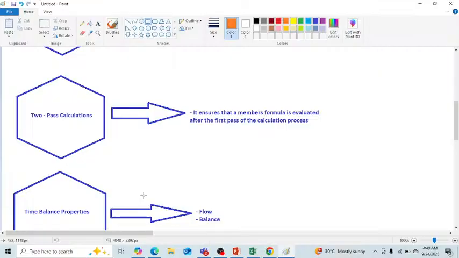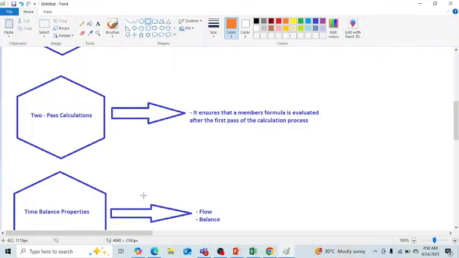So if gross margin is a dynamic calc member, it might not consolidate correctly up this hierarchy because it's calculated before the parent's values are fully consolidated. By setting the two pass calculation property, you ensure that Essbase calculates gross margin after the initial consolidation pass, guaranteeing the correct value at all levels of the hierarchy.